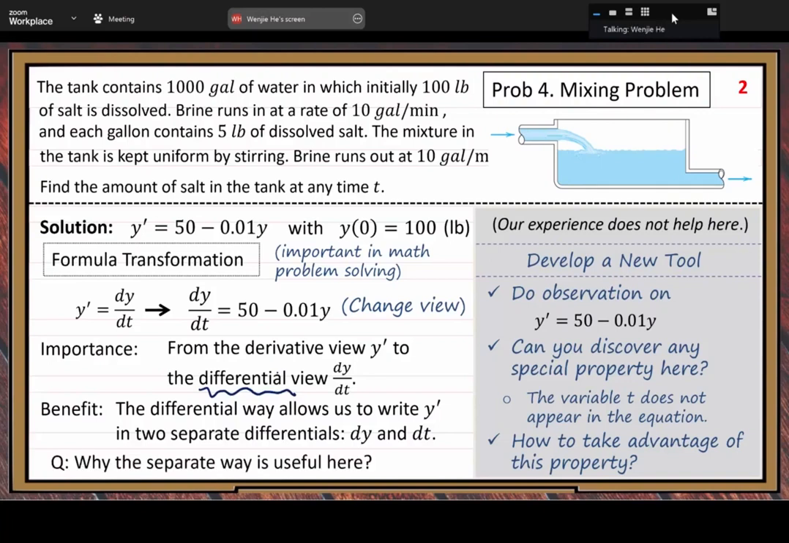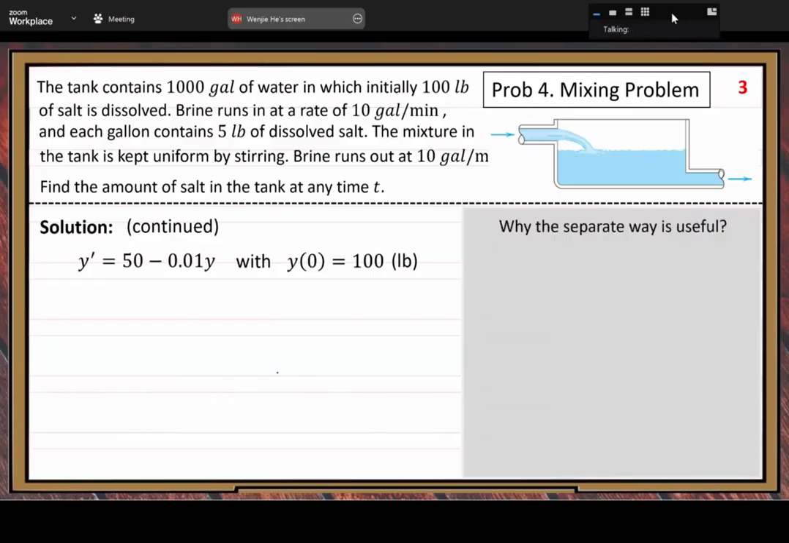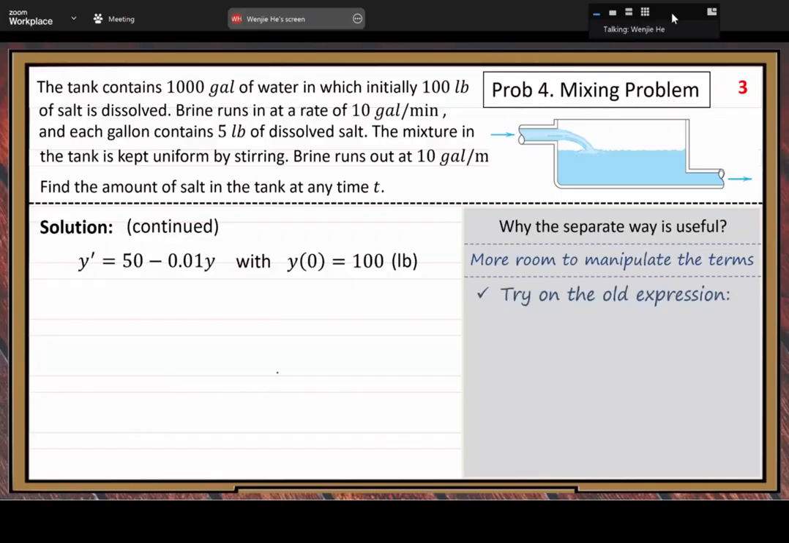Why is the separable way useful here? Separable ODE. That's the technique we want to use to solve this equation. Separable way gives more room to manipulate the terms. Now, the old way: t hidden. If you cannot see t, you cannot do anything on t, right? No way you can do anything on t.